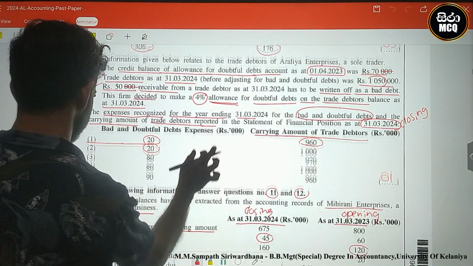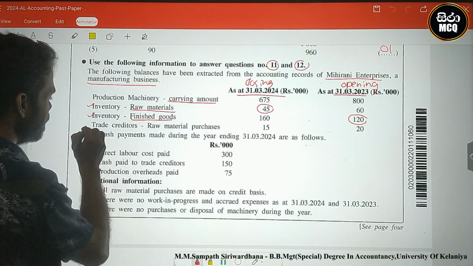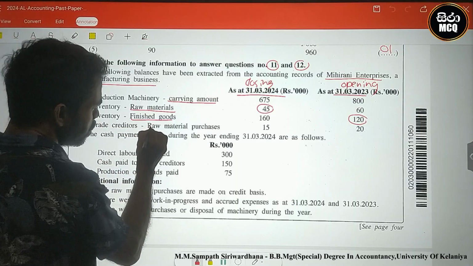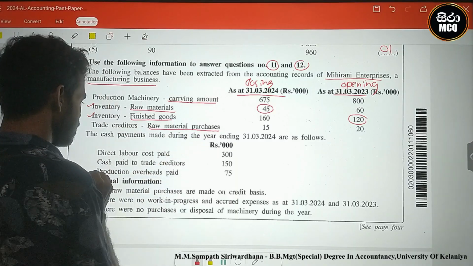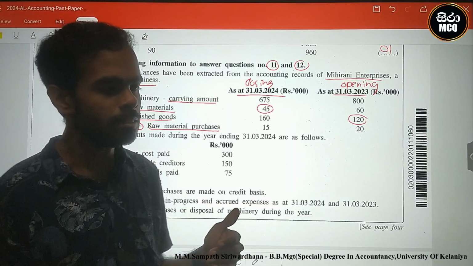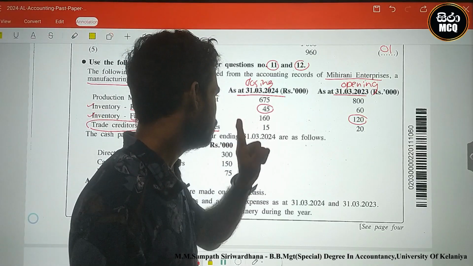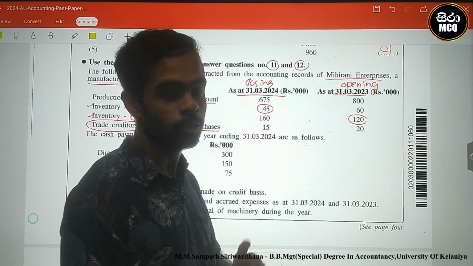Okay, let's see. Finished goods is already done. Okay, trade debtors, raw materials purchasing. Trade creditors. Creditors means payable accounts. Raw material purchasing: 15 closing, 20 opening.